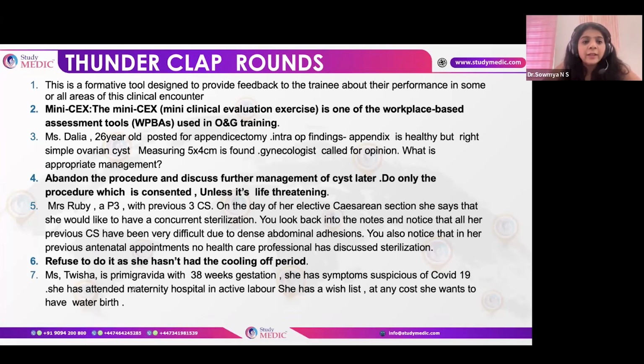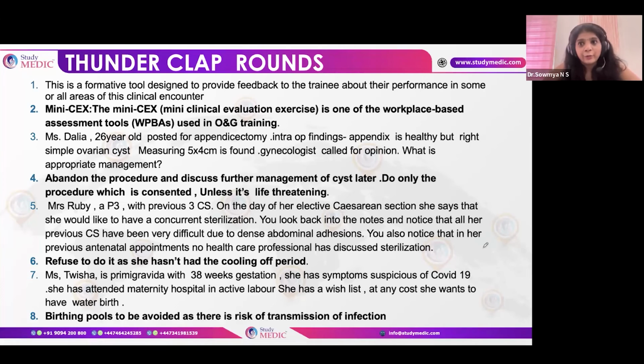And the next one, a primi, 38 weeks, with symptoms suspicious of COVID-19. She has attended the maternity hospital in active labor. She has a wish list. At any cost, she wants to have a water bath. Remember, she has COVID-19. Even though it is about respecting her wishes, because it is going to be dangerous for others, you will not be allowing her to have the birthing pool. Generally, the wishes are respected. However, in this case, you cannot.